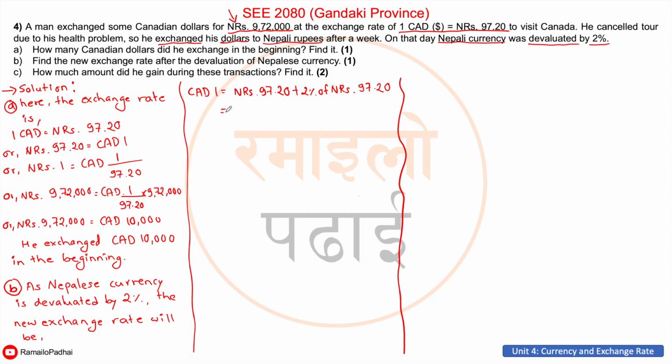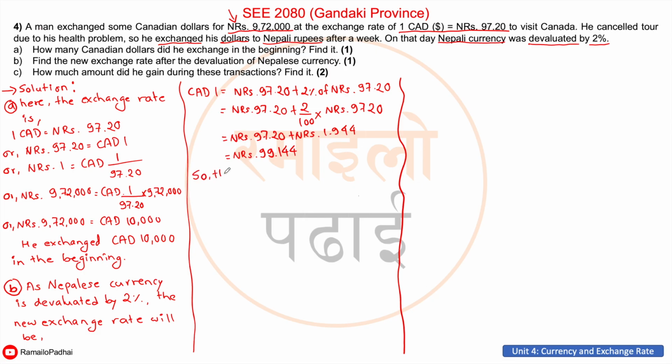Now on solving, we will get NRS 97.20 plus 2 upon 100 times NRS 97.20, which equals NRS 97.20 plus NRS 1.944. That will give us NRS 99.144. Here we got our answer of question number B.